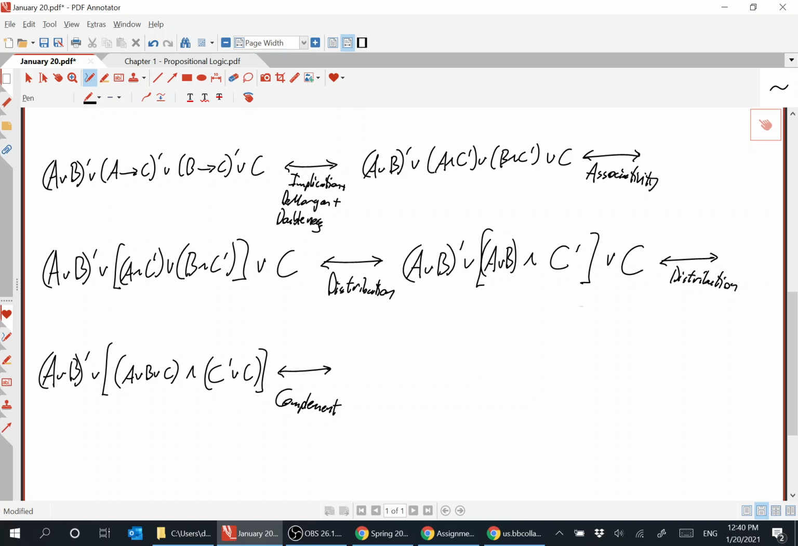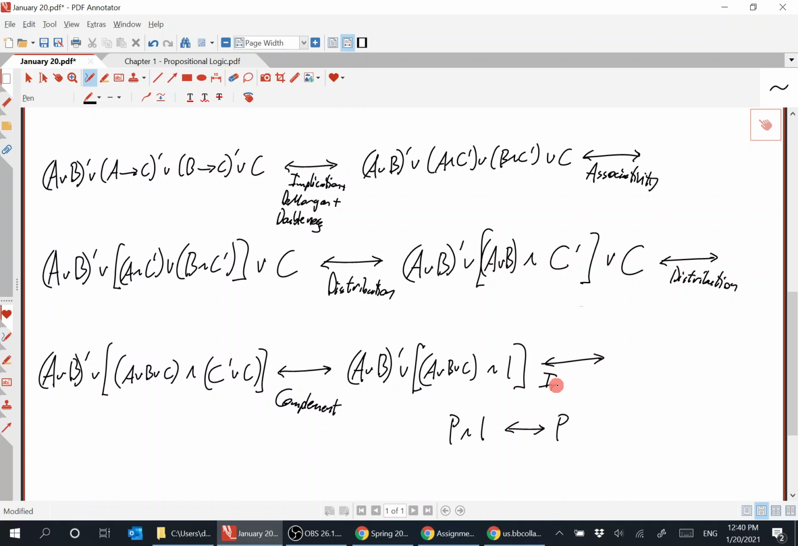Could that just be 1? That's one, right? So this becomes A or B not, or A or B or C, and 1. All right. A or B or C and 1. So P and 1, right? P conjunction something that's true was just logically equivalent to P.